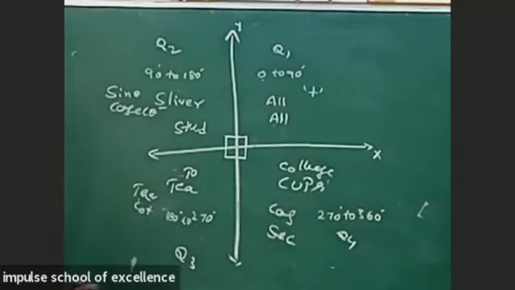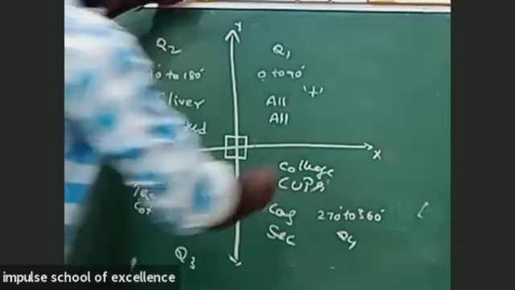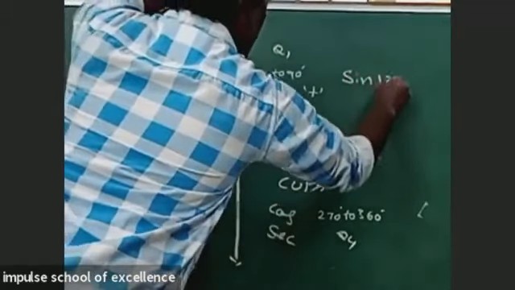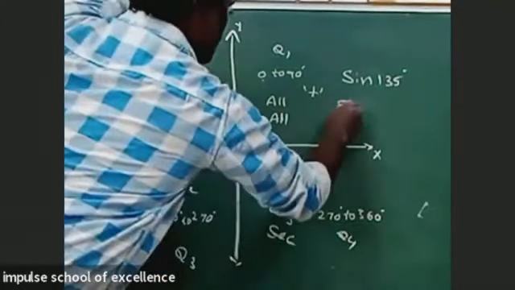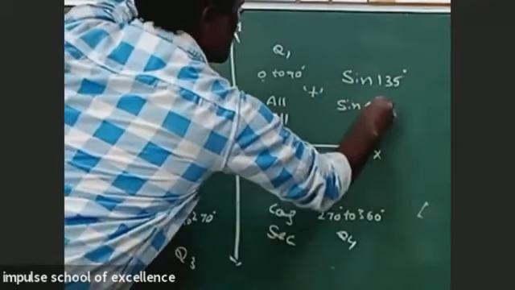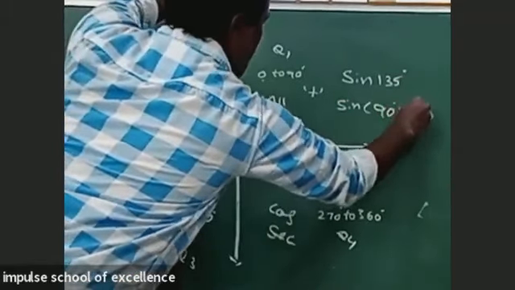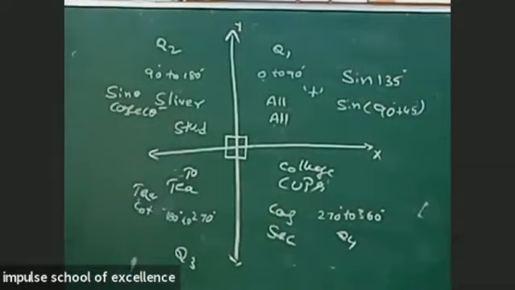So, for this, we are going to construct it. Suppose we need to calculate the value of sine 135 degrees. How shall we write sine 135 degrees? We can write sine 135 degrees as sine of 90 degrees plus 45 degrees. So 90 plus 45 is equal to 135 only, right?